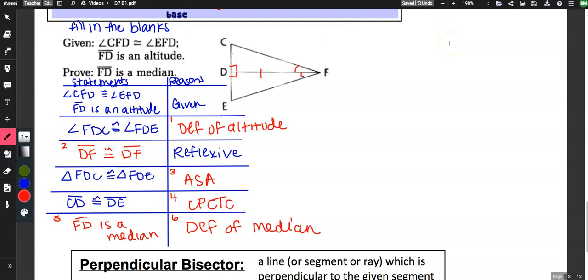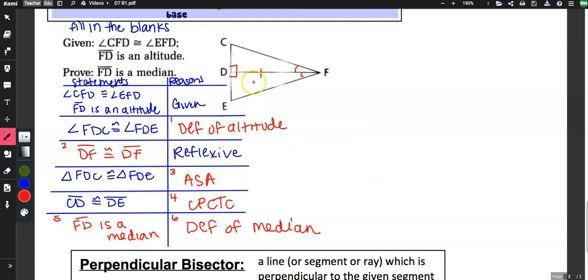All right, so here is my proof. So I started by labeling the picture based on the given information. So I can say right away that I have these two right angles, FDC and FDE, because that would be our definition of altitude. Okay, so we know they're both right angles, so we can just say right away that they're congruent. We don't have to say that they're 90 degrees and then that they're congruent. That's kind of implied, so that's fine.